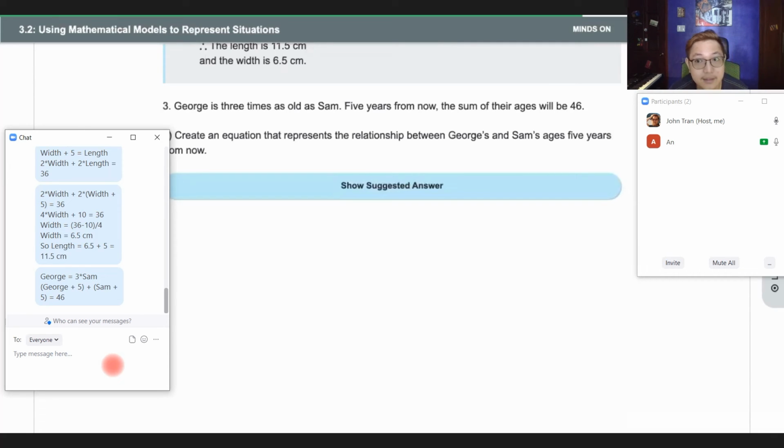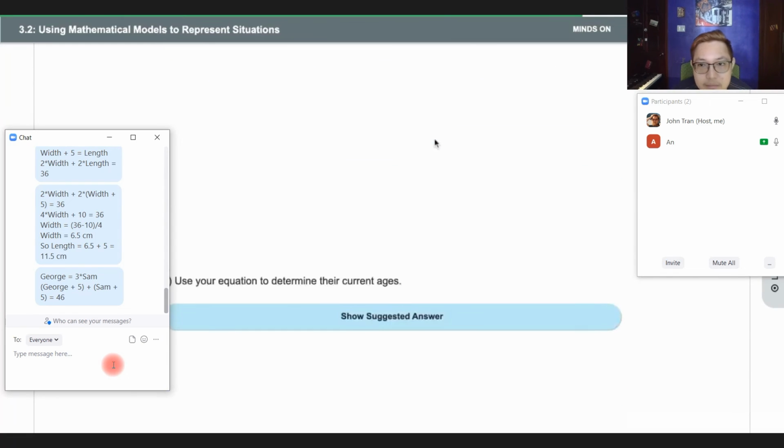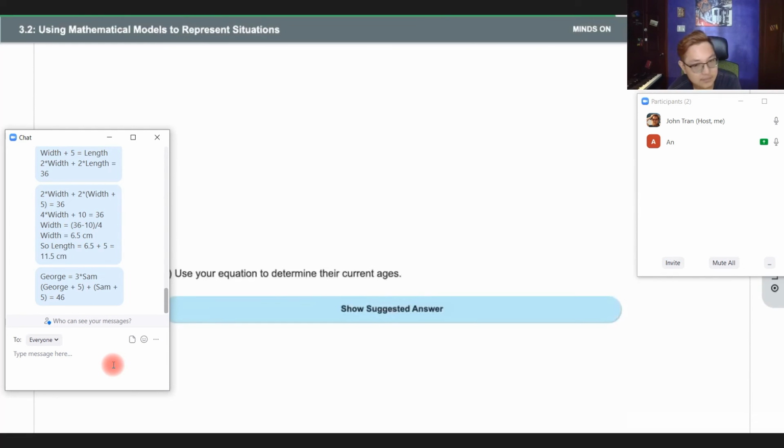But then we can solve for the ages anyway. We can solve for the ages, and then we see the values now and the values 5 years later, and through those two values we can create an equation. That's what they ask you to do.